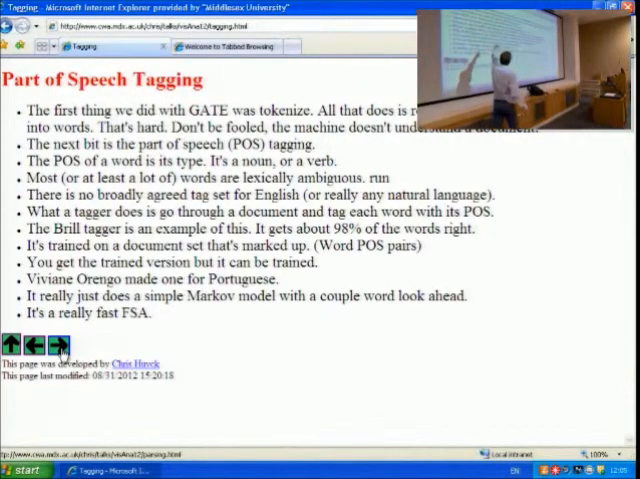The Brill tagger is an example of this. It gets about 98% of the words right. It's trained on a document set that's marked up with word, part of speech pairs. So you have a document with a word in it, and you say which part of speech it is. Word, part of speech. And it goes through and learns from that. It's a simple thing. You get the trained version, but it can be trained.